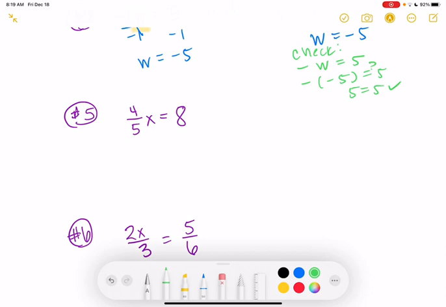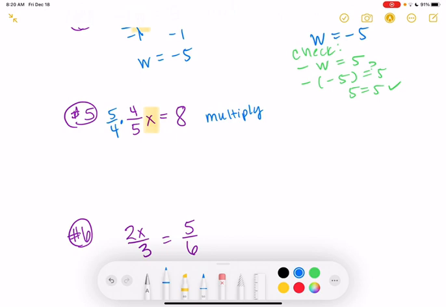All right, for number 5, I have 4/5 x equals 8. What should I do? What operation? All right, this is another one where you can have 2 answers. First, let me highlight that x. There we go. My personal preference in this one is to multiply. Because if I have 4/5, I can get rid of that by multiplying by the reciprocal, right? 5/4.